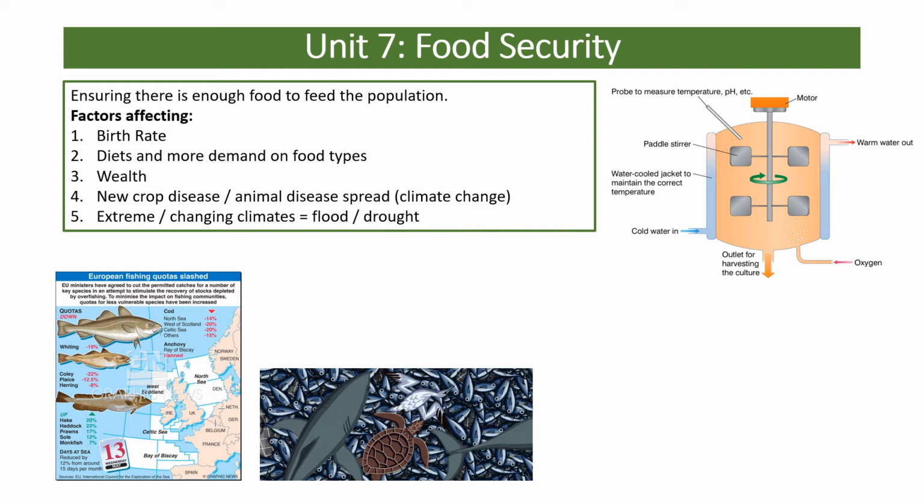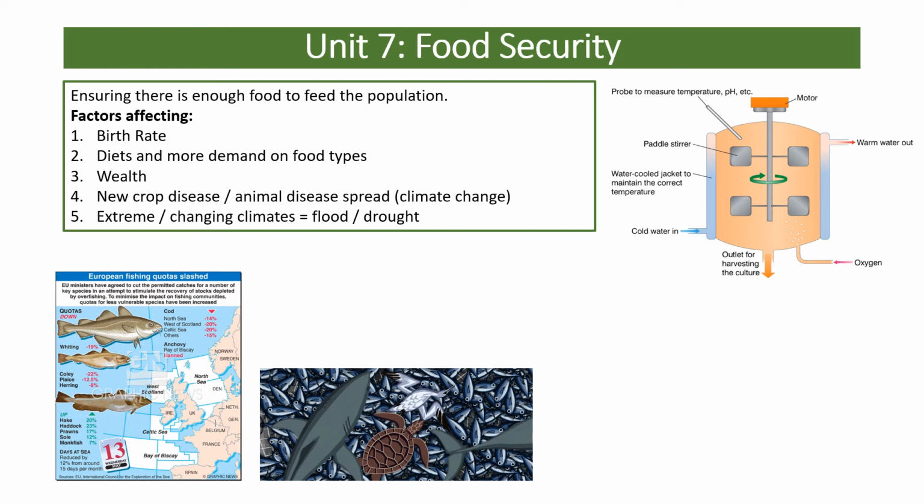The diets and demand of that area. So the world's diet is changing. More and more people want meat and fish and things like this, and there's more demand on certain food types, and that is causing a decrease in food security. The wealth of a particular country: often poorer countries might grow the crop, but they sell it to wealthier countries, and therefore the people in the poorer countries may still have a lower food security, even though they grow the crop.